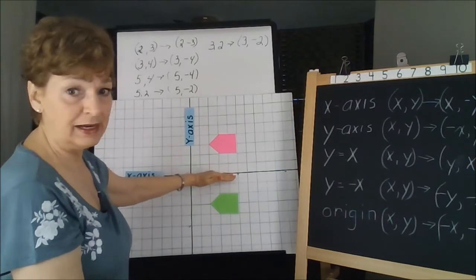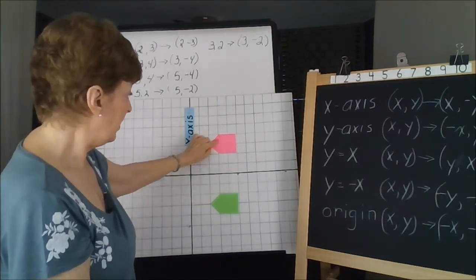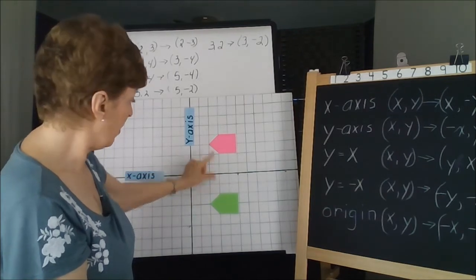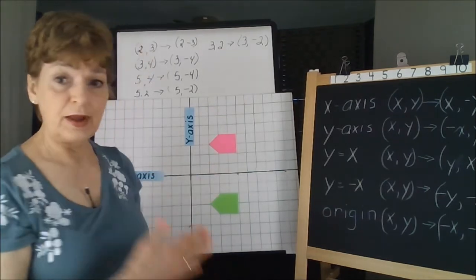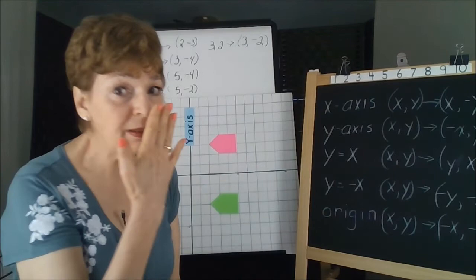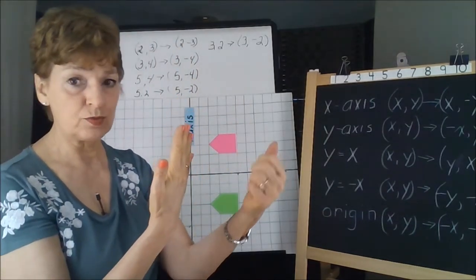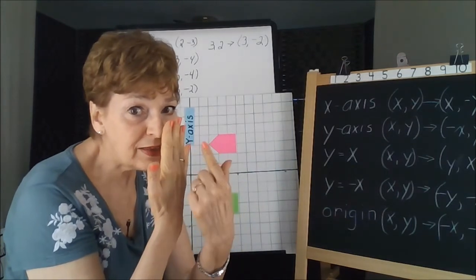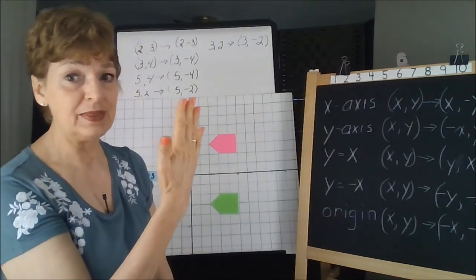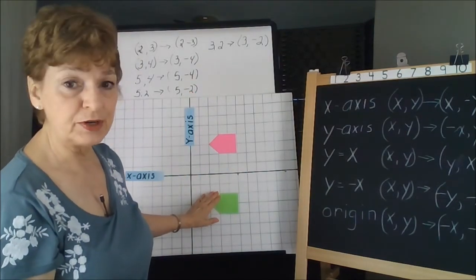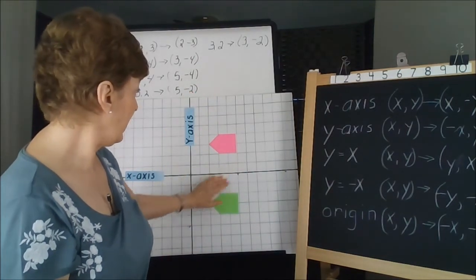If we had a mirror right here, the image would be 2 blocks from the other side. So have you ever looked in a mirror and gotten really, really close up and then gone way back? And your image looks like it's right there on the other side until you back up, and then it looks like it's a foot or two away from you. That's the reflection that we're showing here over the x-axis.